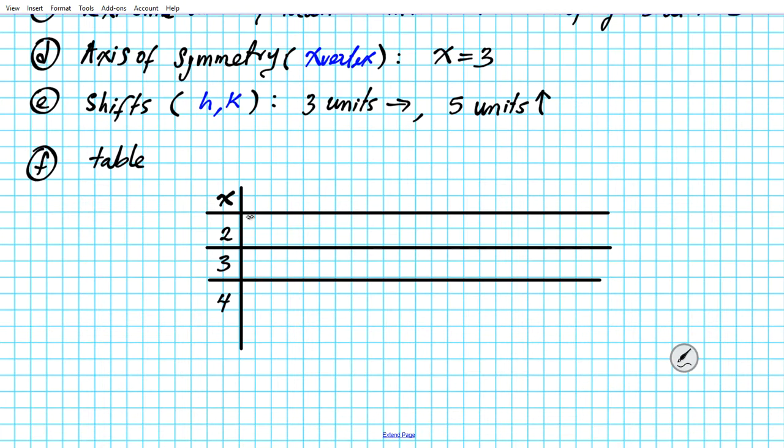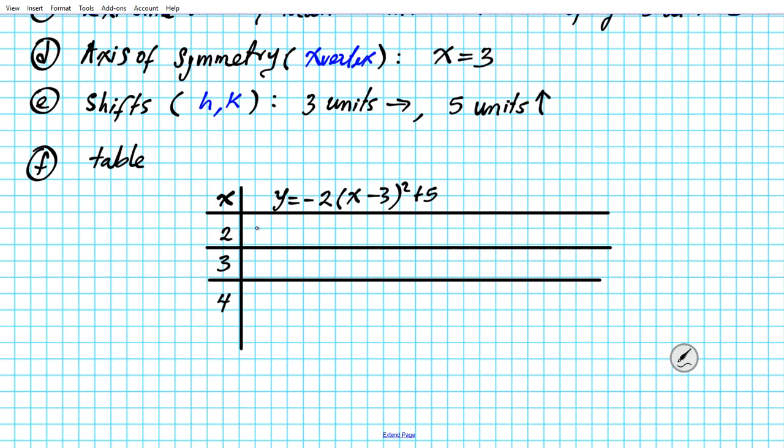What we're going to do is plug these x values into the original function, y equals -2 times (x minus 3) squared plus 5, and the result will be our y coordinates for the parabola. Okay, let's start with 2.